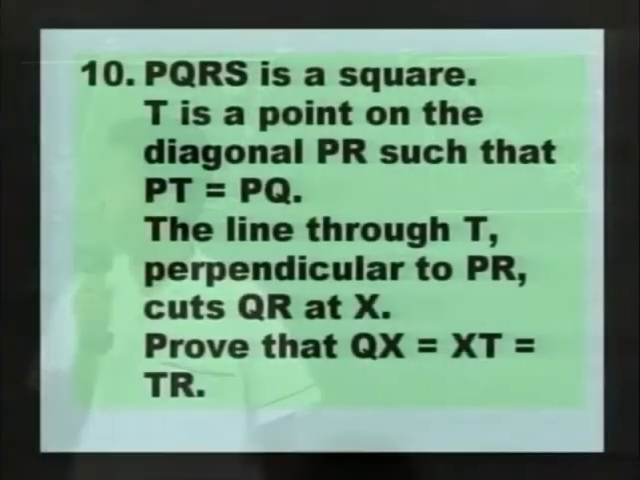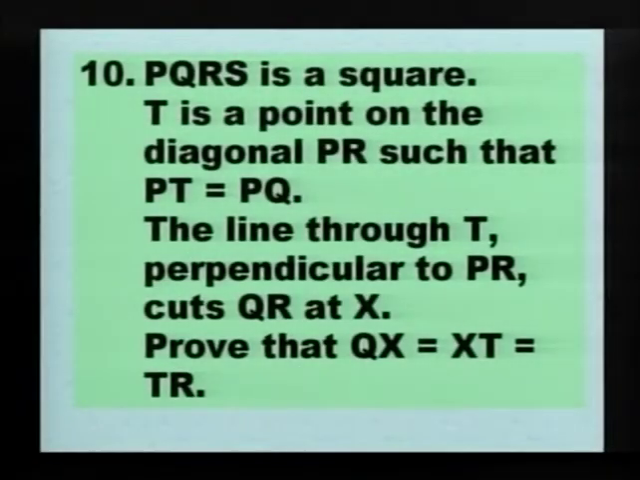Question 10 reads, PQRS is a square. T is a point on the diagonal PR such that PT is equal to PQ. The line through T perpendicular to PR cuts QR at X. Prove that QX is equal to XT and is also equal to TR.